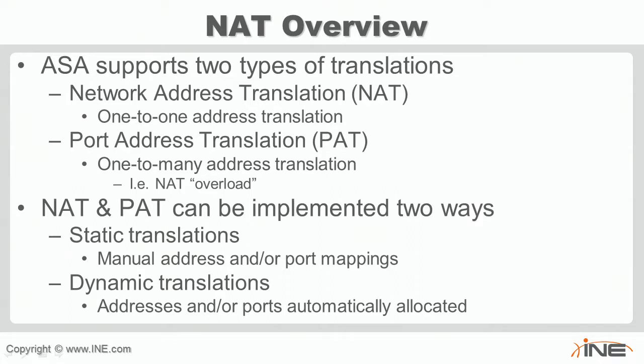So the two types of translations and the two ways that they can be implemented, this is the entire extent of how NAT can actually be used. Now, once we start putting these different combinations together, this is where the ASA uses these different terms to describe the particular type of translation that we're doing.